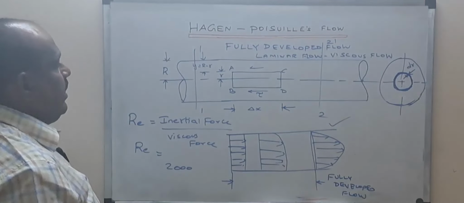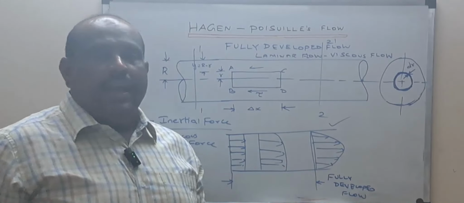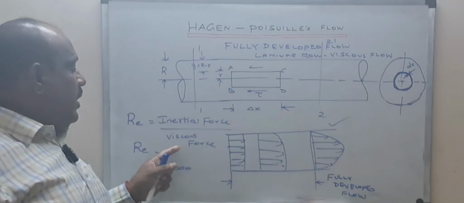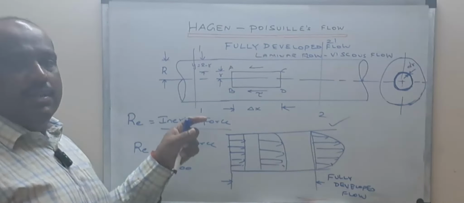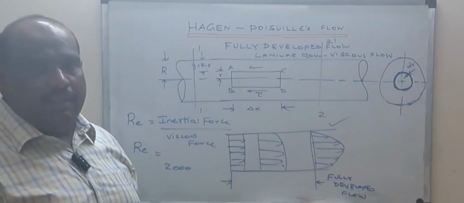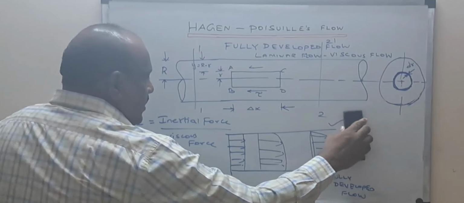Once again I'll repeat: the flow should be studied only in the fully developed domain, and it should be viscous flow, where the viscosity is very high, so the Reynolds number is very low, such that the flow will happen in the laminar region. These are the three keywords we have already discussed.